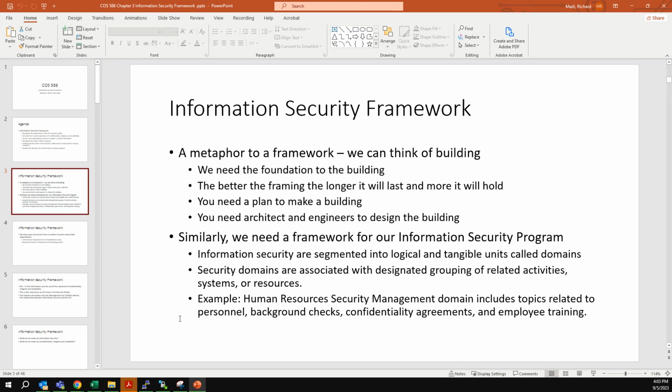These are known as domains. These are associated with designated groupings of related activities, systems, and resources. An example is the human resource security management domain, which includes topics related to personnel, background checks, confidentiality agreements, and employee training.